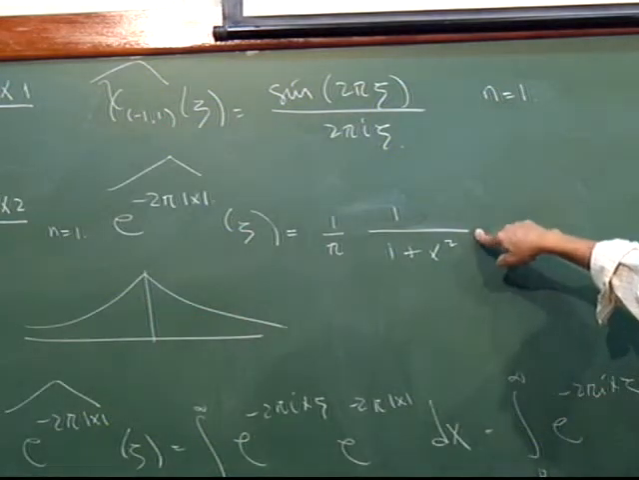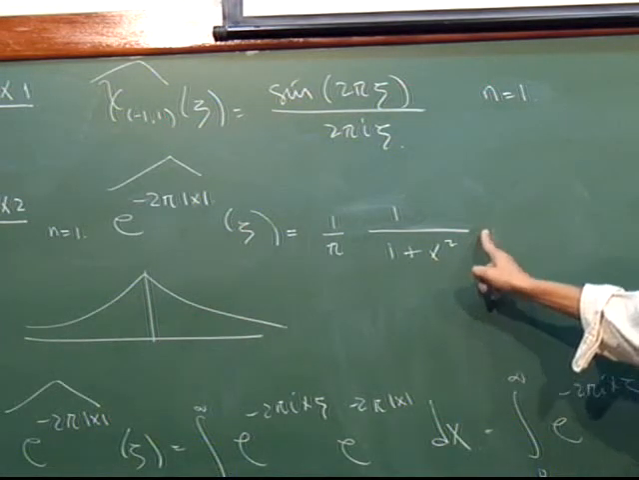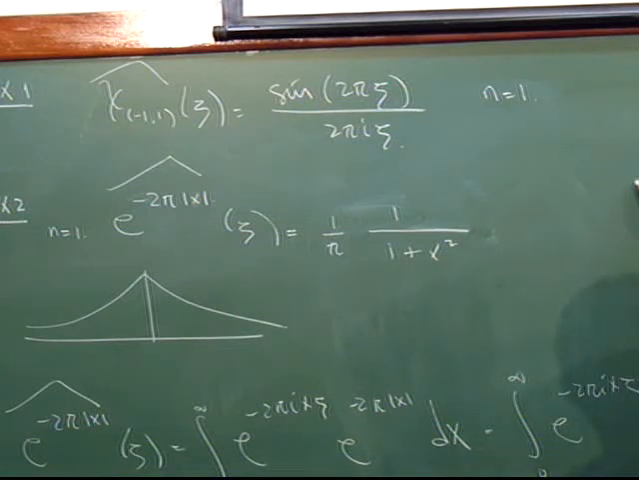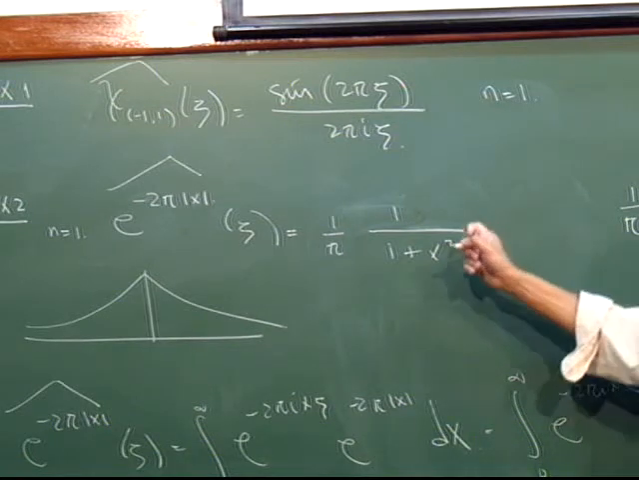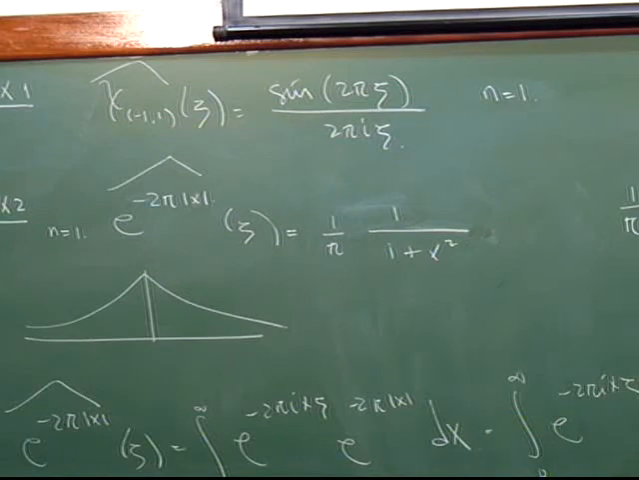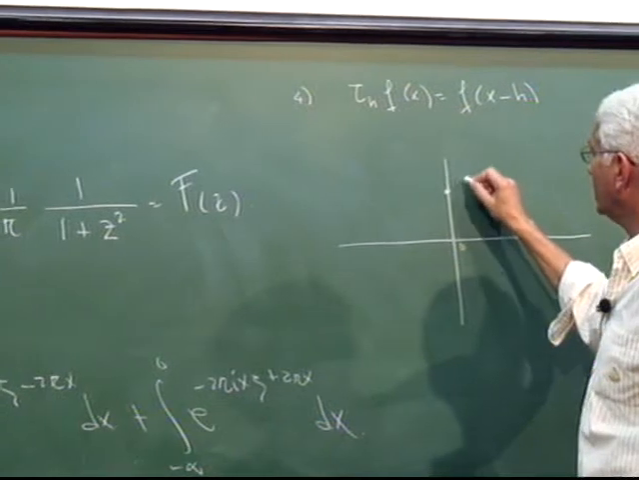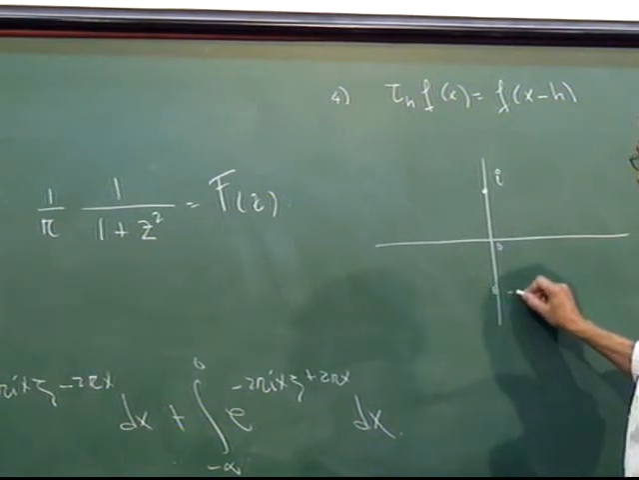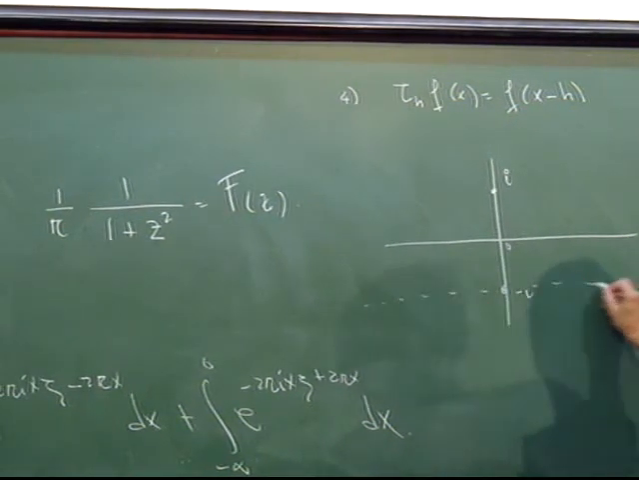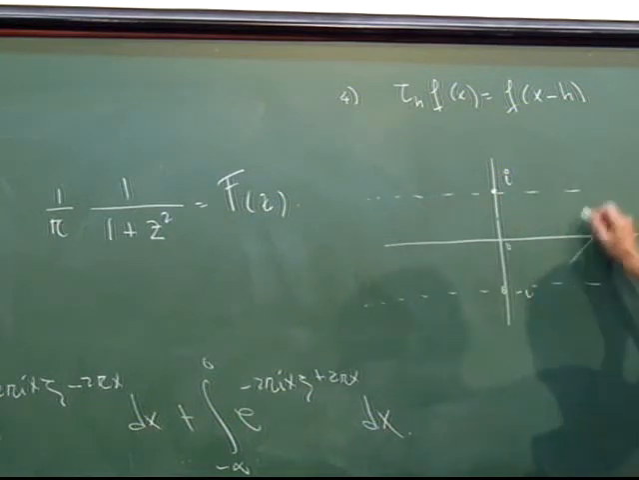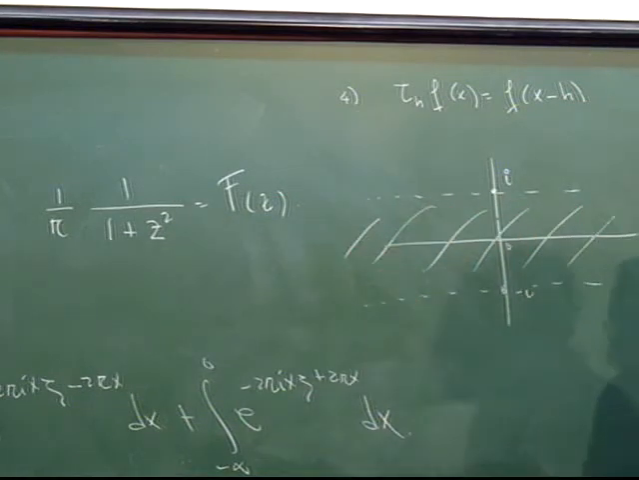This function is okay. It doesn't decay too fast, right? But this function is the analytic extension of this one. When you restrict to the real line, this function becomes this one. And this function is analytic, but just in this strip, because you have a singularity here at i, maybe at minus i. Then you are analytic in this strip.